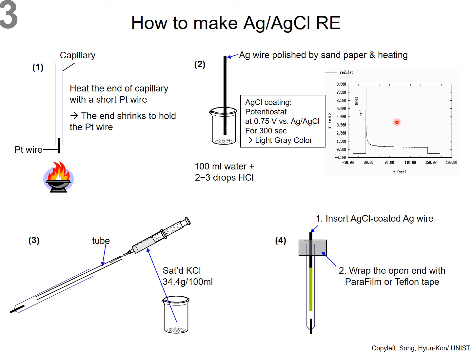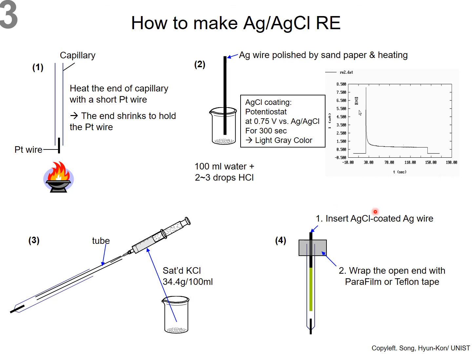So right now you have two things: the reference electrode body and the electroactive electrode. Let's go to the third step. By using a tube, you can introduce some electrolyte into the capillary tube with the platinum wire. The electrolyte is saturated potassium chloride prepared by introducing about 35 grams of KCl into 100 milliliter of water.